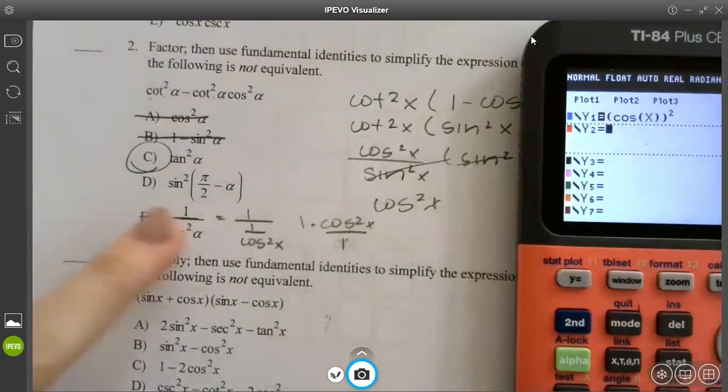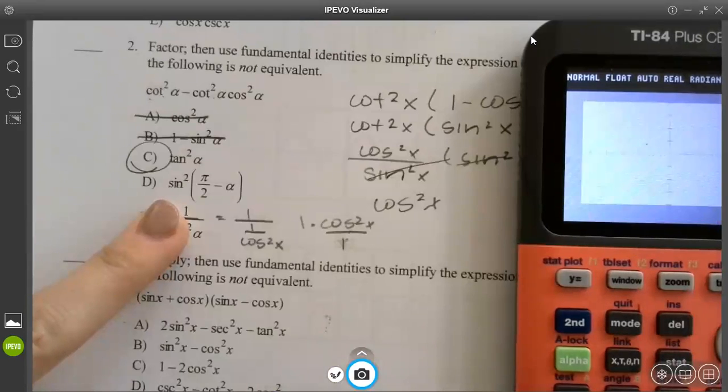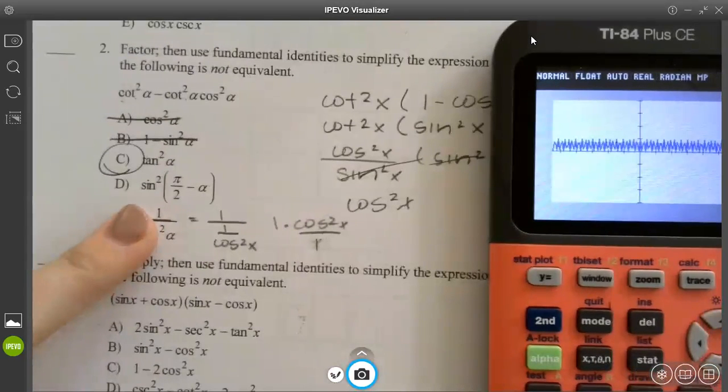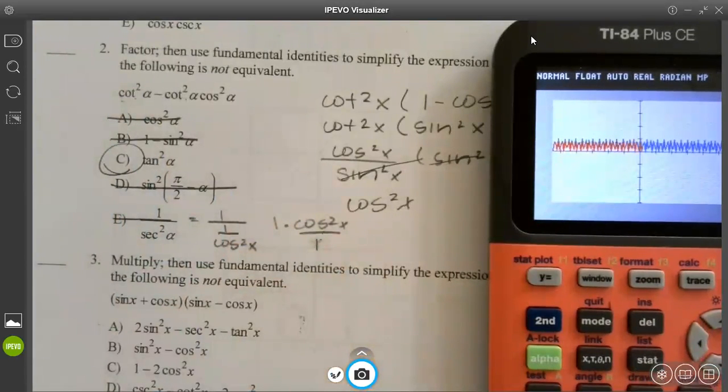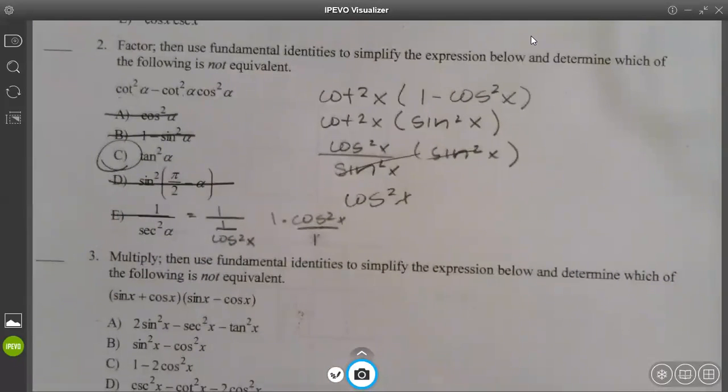All right. So sine of pi over 2 minus x, close your parentheses, squared. There's your first one. Again, if I hit zoom trig, it'll take a bunch of that off. I just am too lazy to do it right now. What happened? It graphed right over it. So that one is equivalent. I just wanted to show you. All right, so number 2 was C.